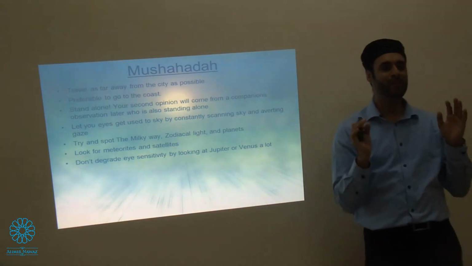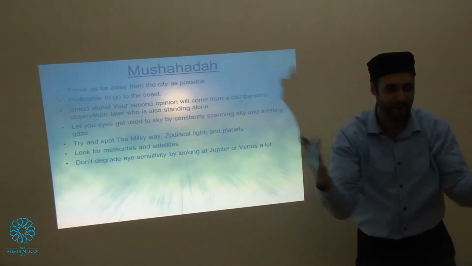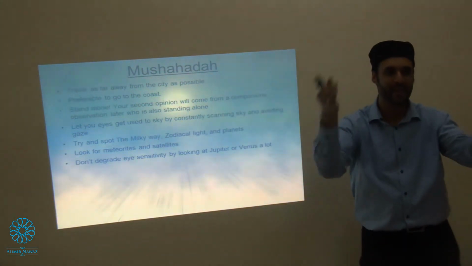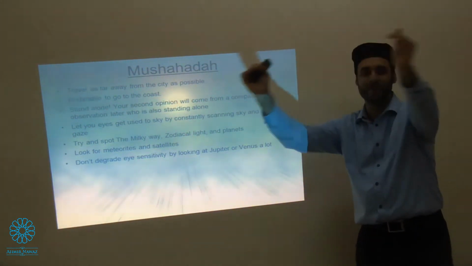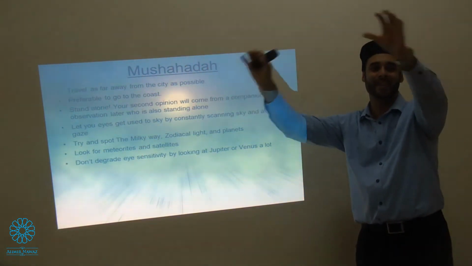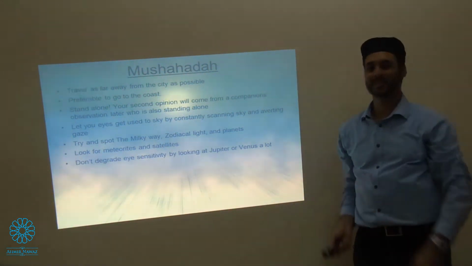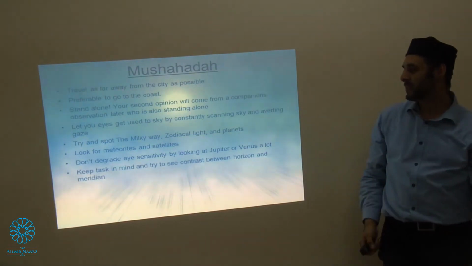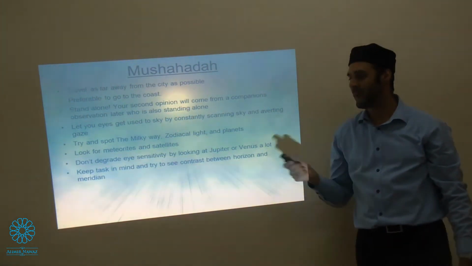You basically, the best way of doing an observation is having a dark box or a total pitch black tent. The only thing that's exposed is the horizon, and you're basically just waiting for that moment to come up. Keep your task in mind and try to see contrast between horizon and the meridian.